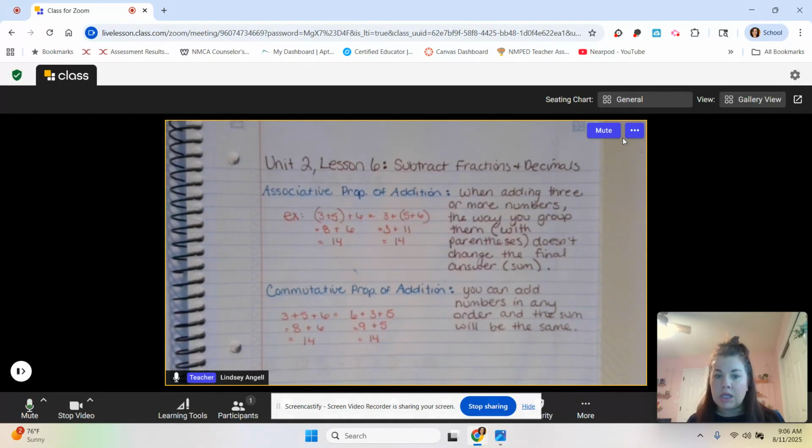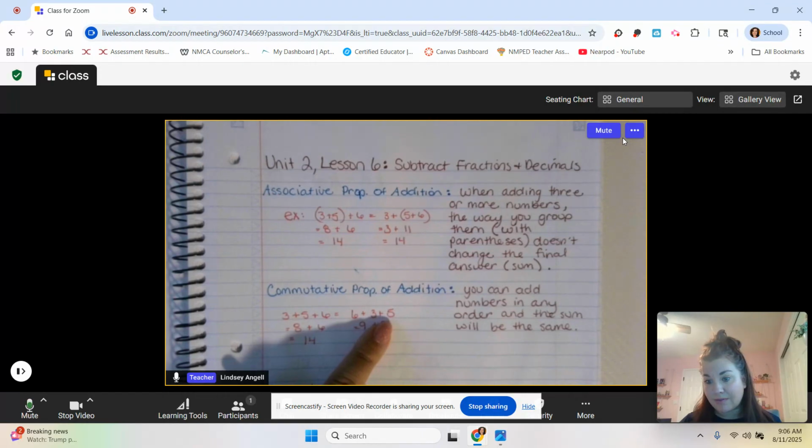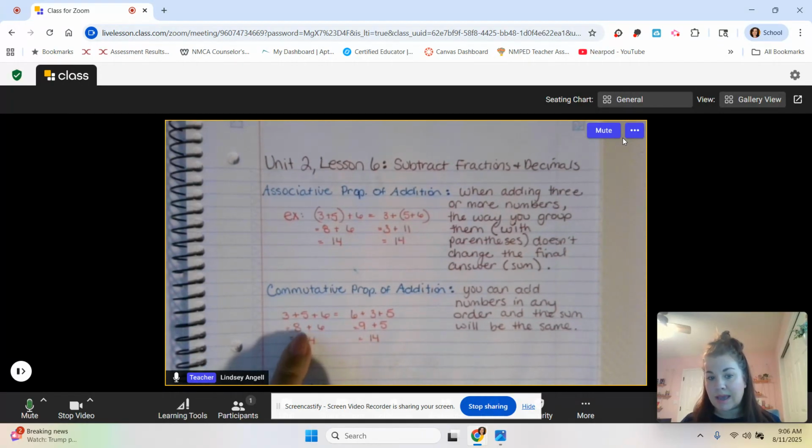All right? Commutative property of addition, very similar, okay? But what the commutative property says is that the numbers can commute, or they can move from one spot to another. So 3 plus 5 plus 6 is the same thing as 6 plus 3 plus 5, okay? So again, that would get us 8 plus 6 is 14, or 9 plus 5 is 14, okay? So we can use those properties in order to help us even with subtraction of fractions and decimals.